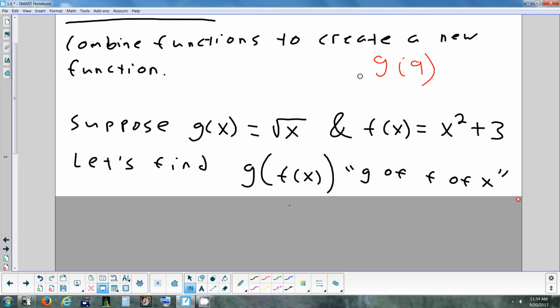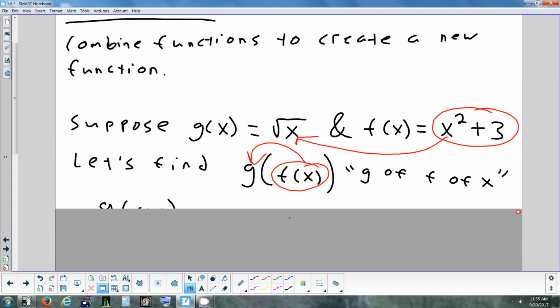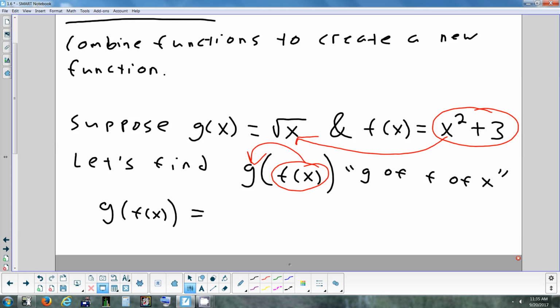Well, composition is exactly the same thing. Take what they give you and plug it into the function. So take what they give you for f of x, so this time it's not numeric, it has a variable, and plug it in for the letter. Okay? That's composition. Taking one function and plugging it into another. So, g of f of x would be the square root of x squared plus 3.